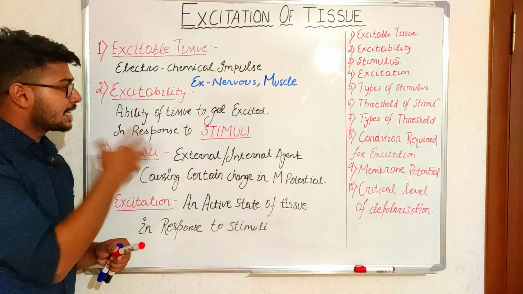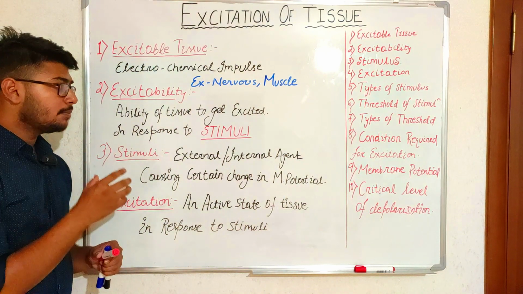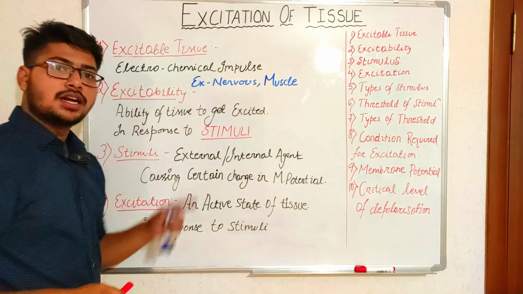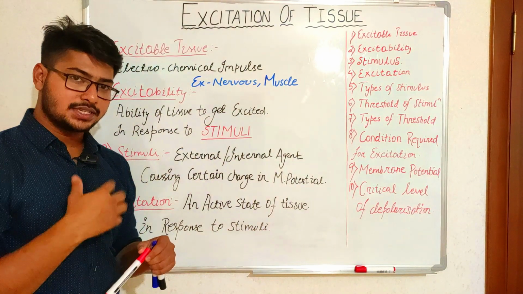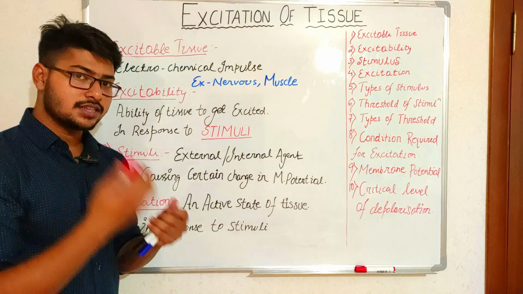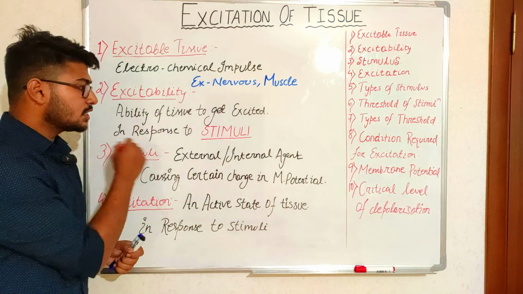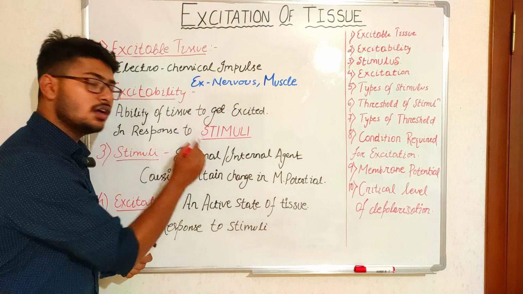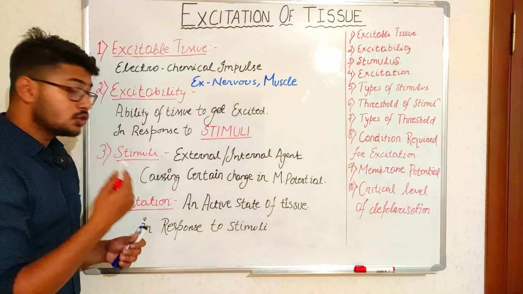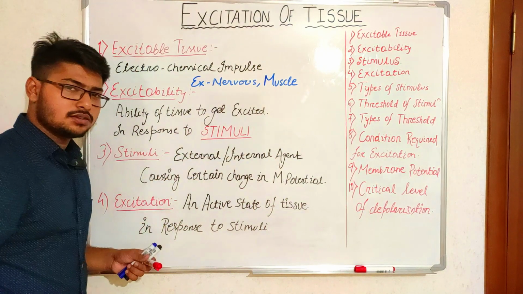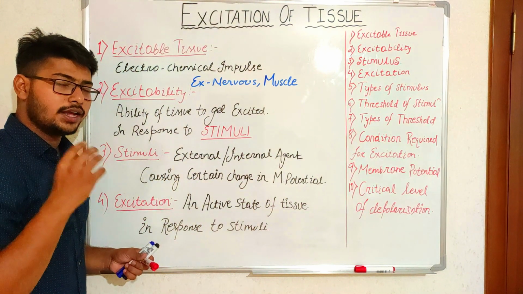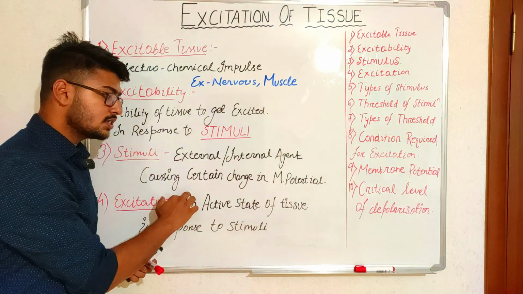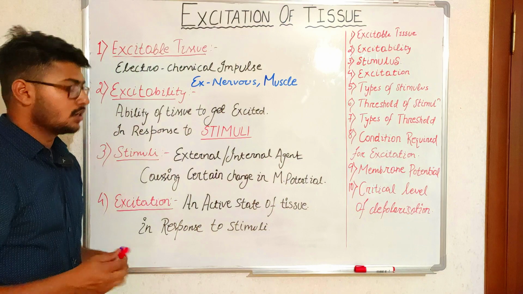Okay, then what is excitability? Excitability means the ability of the tissue to get excited in response to the stimuli. The nervous and the muscle tissue that are present in our body or in certain living organisms respond to certain kinds of things that are known as stimuli. Here comes an extra terminology that we should know: what is a stimulus? It's an external or an internal agent that is responsible for causing a certain change in the membrane potential.